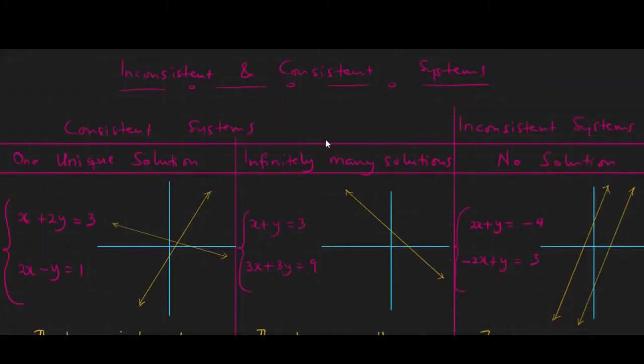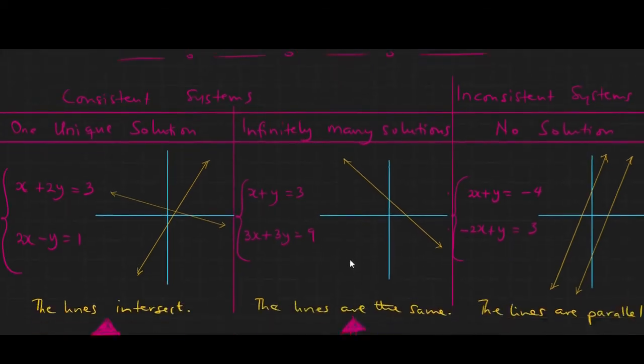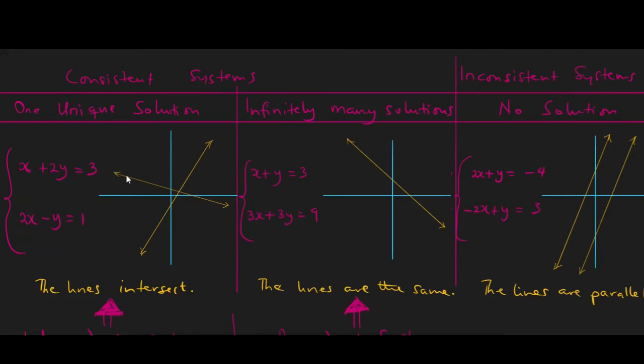Now, when solving systems of linear equations, we come across two main groups of systems. The first is consistent systems, and this one is also broken down into two main types: a system of equations where there's only one unique solution, and then one in which there are infinitely many solutions. Now, how is that possible? For the first one, because there are two different lines, the solution set is the point of intersection. Therefore, only one solution is possible.